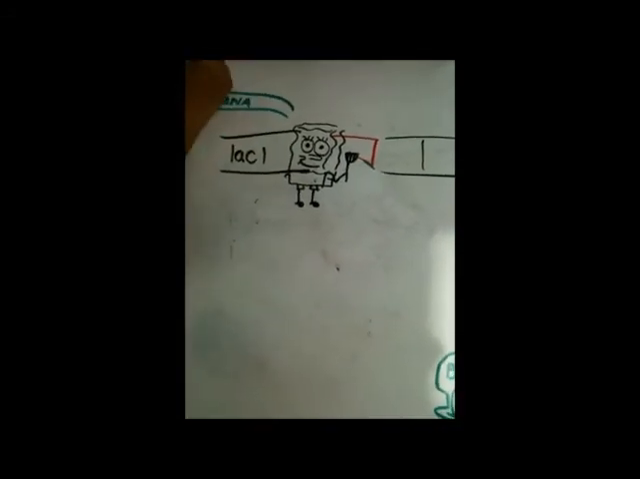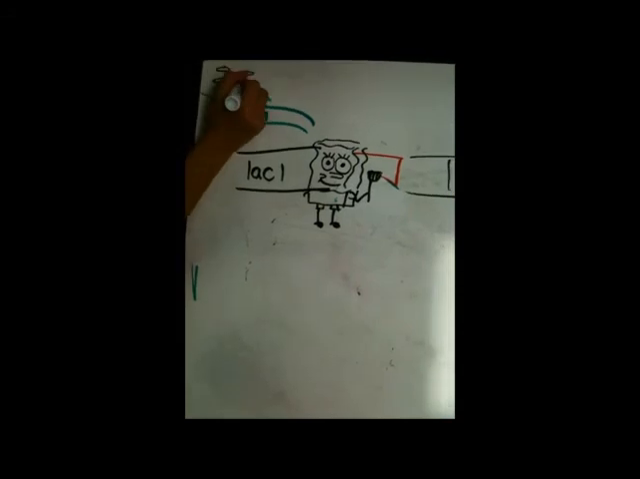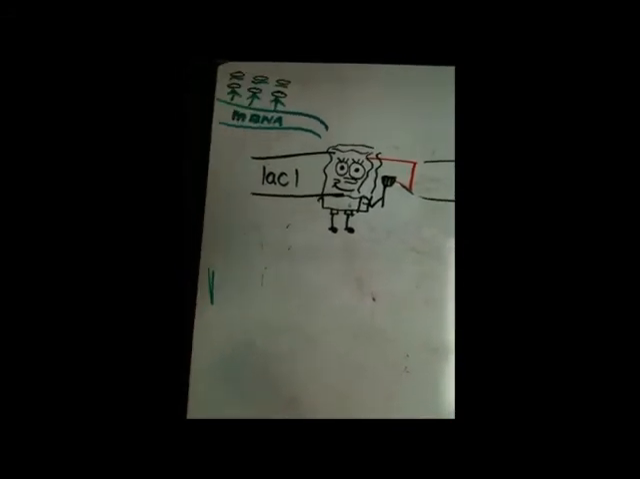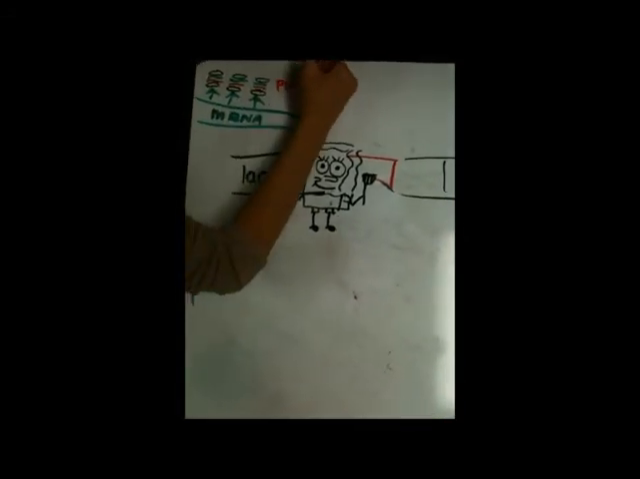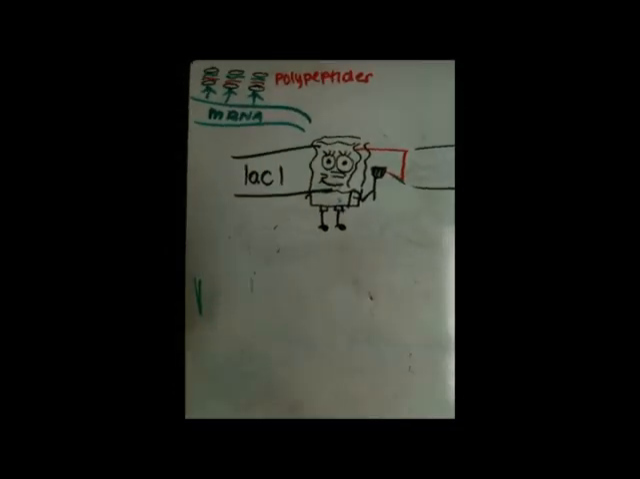SpongeBob is allowed to run along the RNA and make Krabby Patty polypeptide mRNA all as much as he wants.